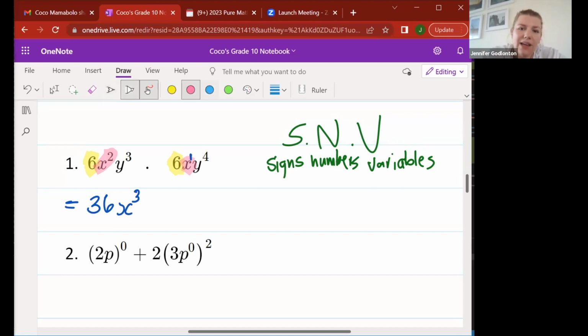Then we look at our next variable. We've got y cubed, and we've got y to the power of 4. Beautiful, guys. Nice. y to the power of 7. 100%.